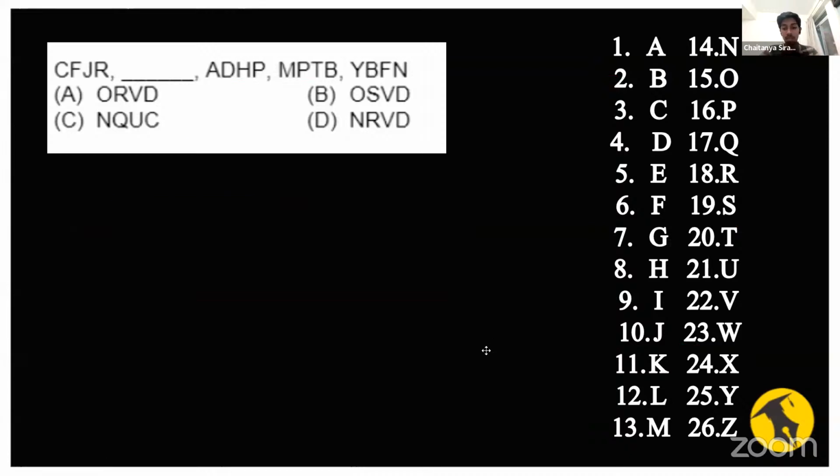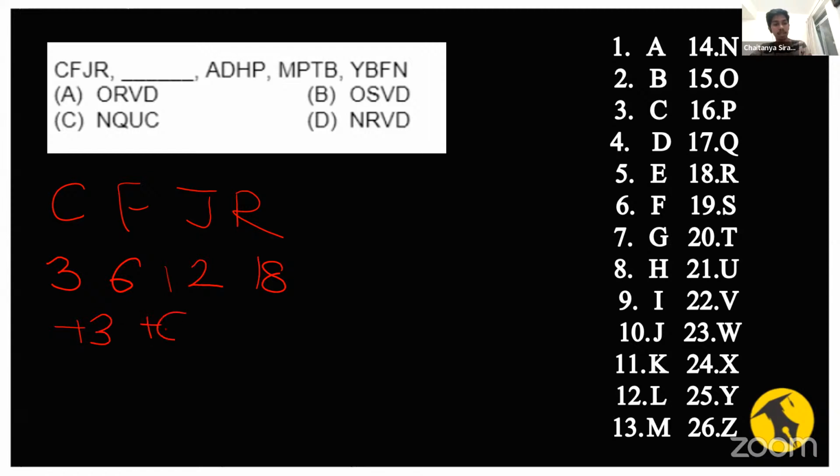Okay, now here there are 4 terms. So you can see the complexity level is going higher and higher, but it can be really easy to recognize the pattern sometimes. So let's solve for within the one. C, F, J, R. C is how much? 3, F is 6, J is 12, R is 18. So here it is plus 3, plus 6, plus 6.